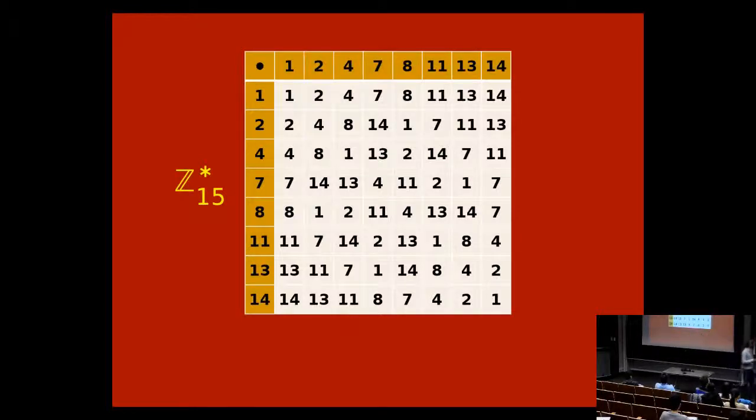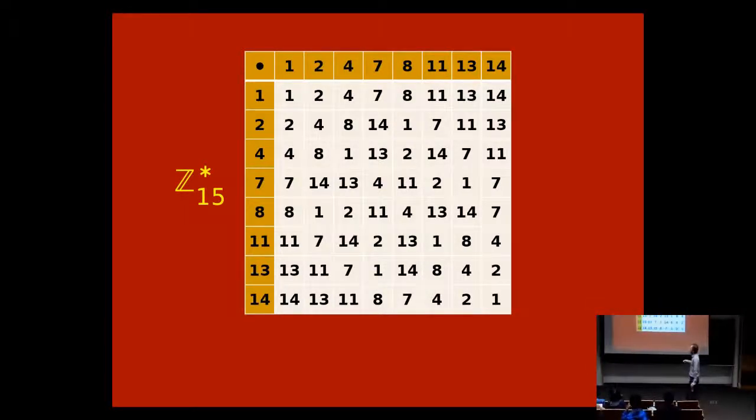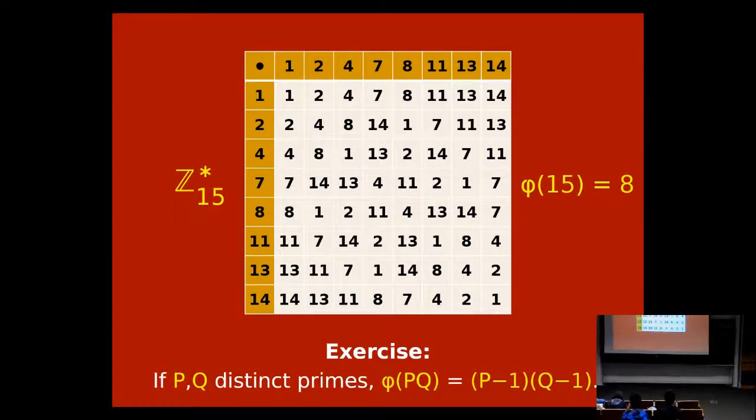Here's a bigger example, Z15 star. I already did the step of deleting rows. I took the 15 by 15 table and crossed out all the numbers that had a non-trivial divisor with 15. So what's left is 1, 2, then 3 you had to get rid of, 4, then 5 and 6 you had to get rid of, 9 and 10 also have common factors, and so does 12. So you're left with 8 numbers, and this is the table. You can check, and as you see, they all stay in the set when you do multiplication. So phi of 15 is 8.